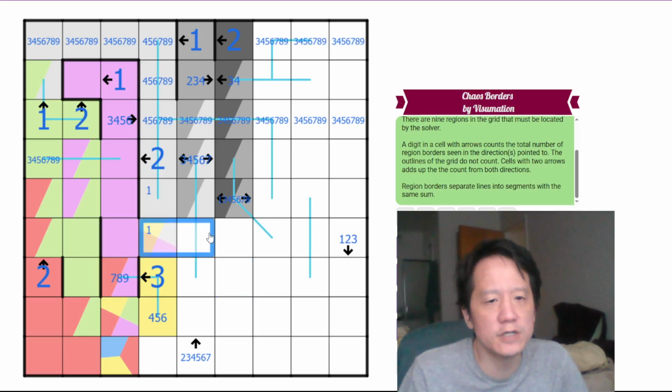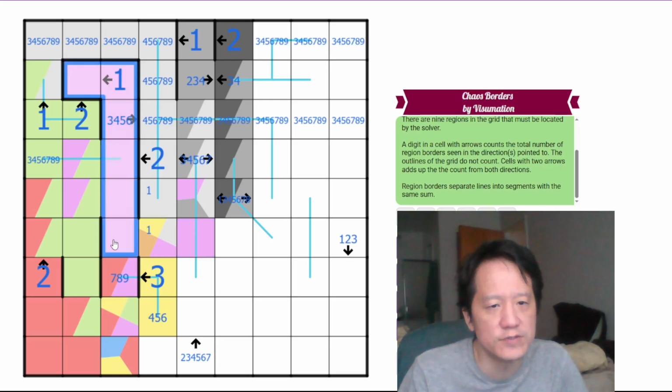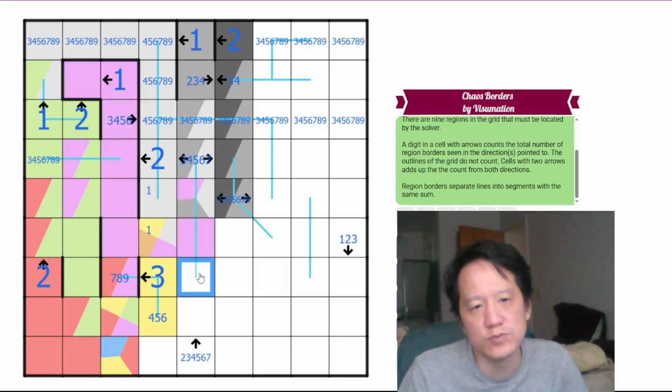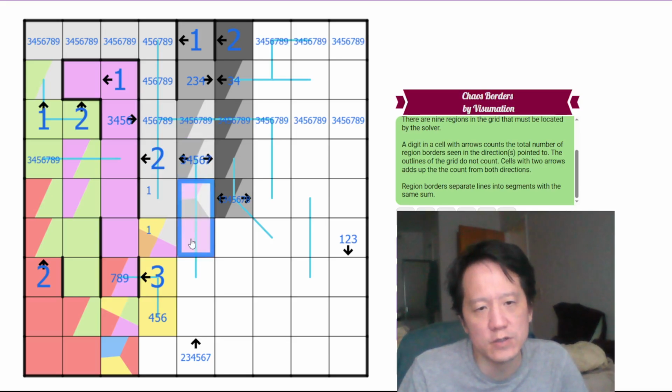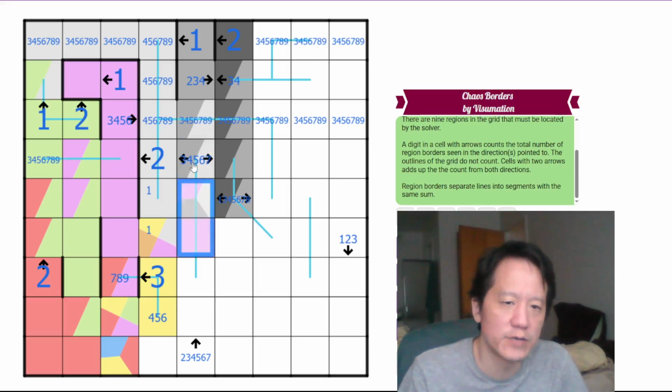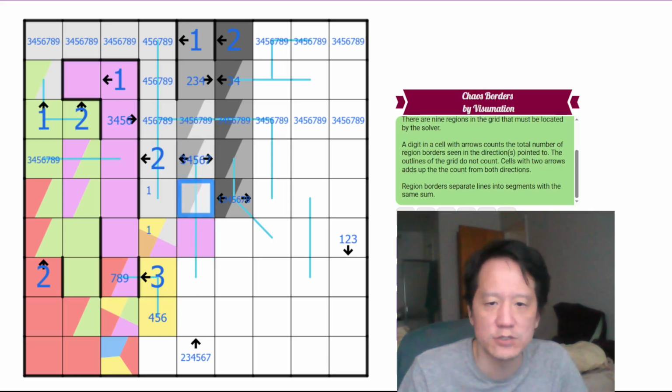You could extend pink out here. 1, 2, 3, 4, 5, 6, 7, 8, 9, actually. That doesn't work though. If you have 1, 2, 3, 4, 5, 6, 7, 8, 9, the problem is this would be the same as that digit because this would be the region border, this would be a segment, this would be a segment, this would be a segment, so this can never be pink.